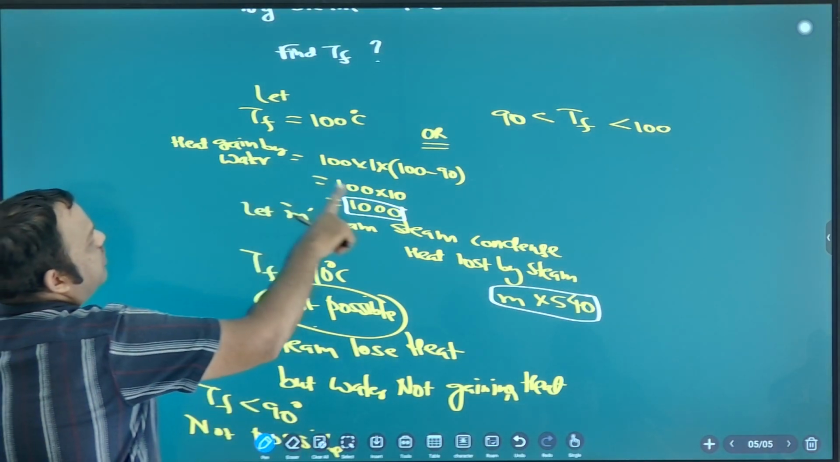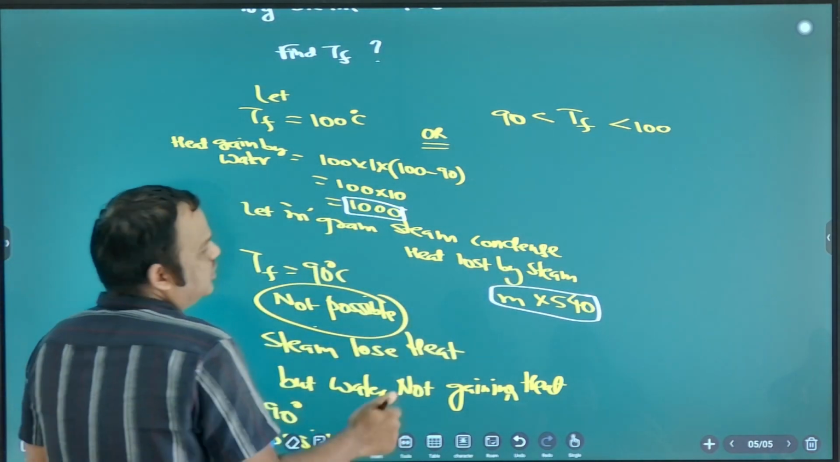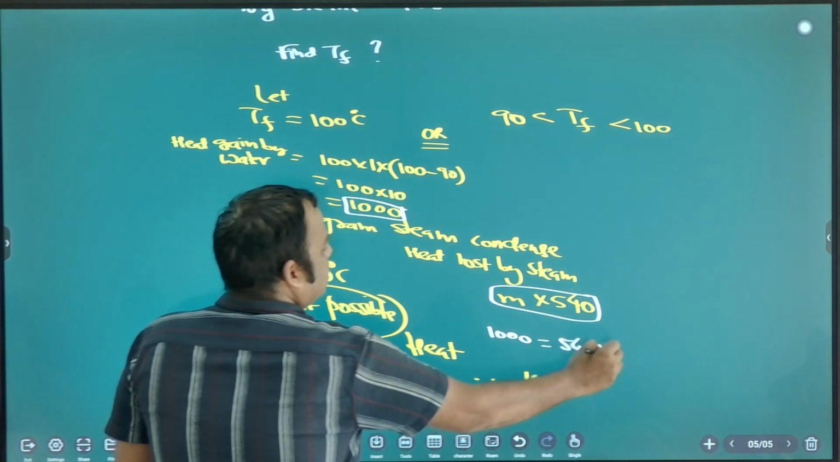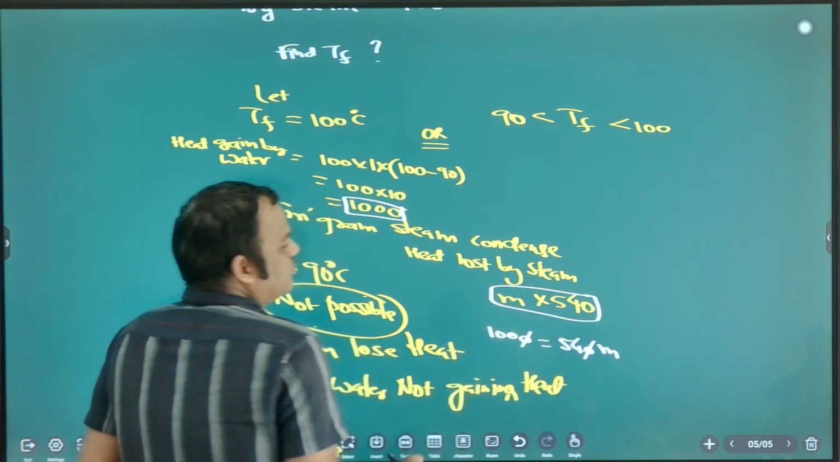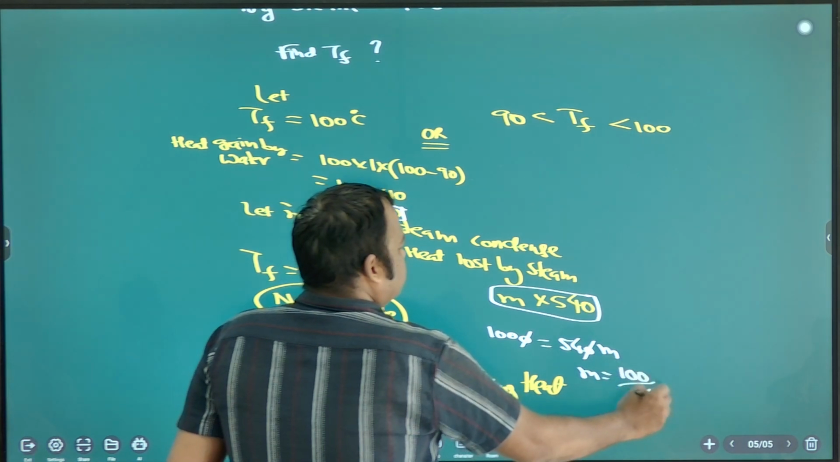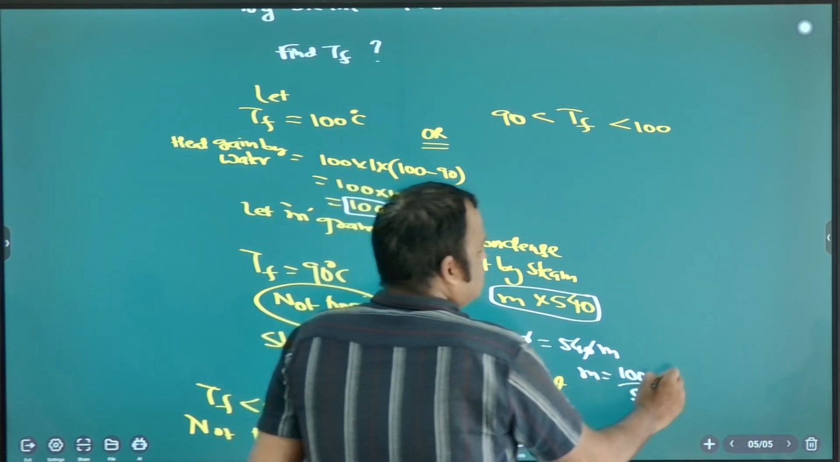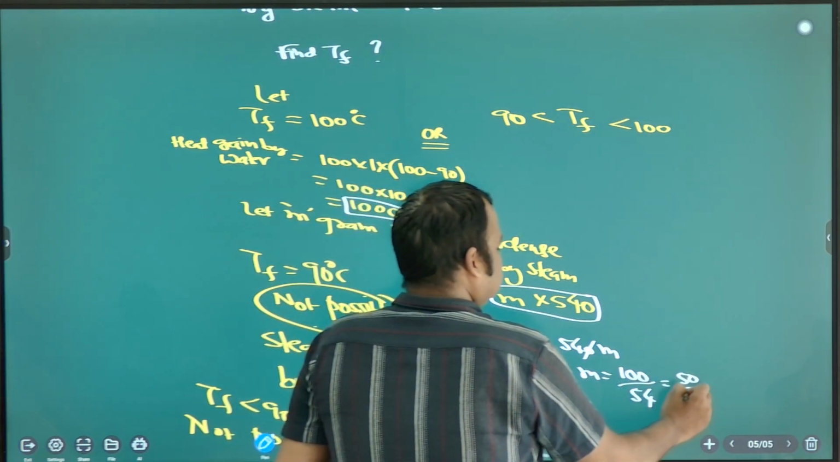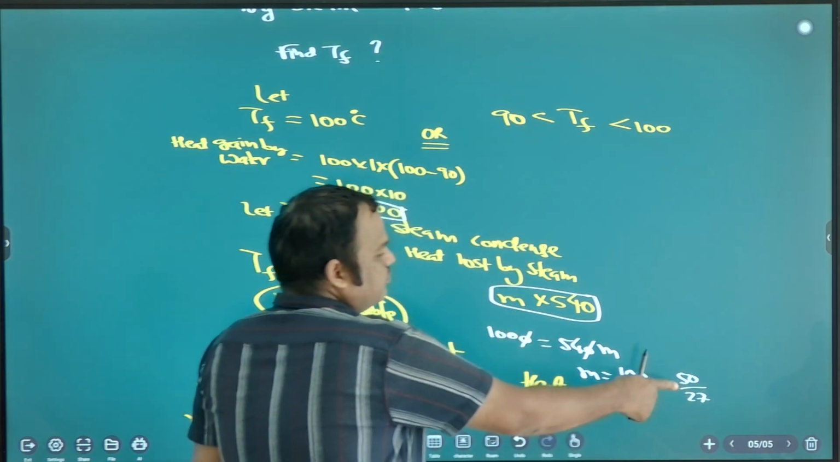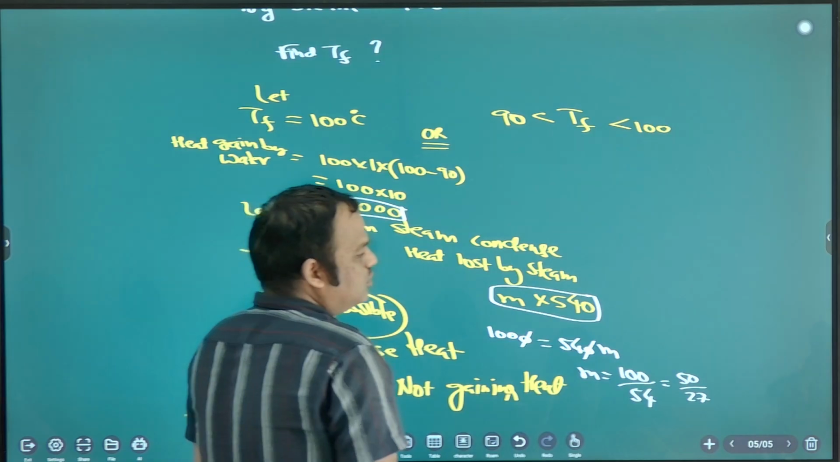Heat gained by water is equal to heat lost by steam. So 1000 is equal to 540 M. Now calculate M. M is equal to 1000 by 54. So this is 500 by 27. So you just tell me it is more than 1.